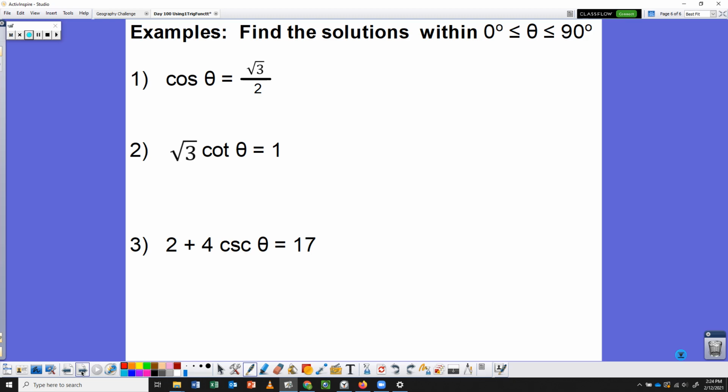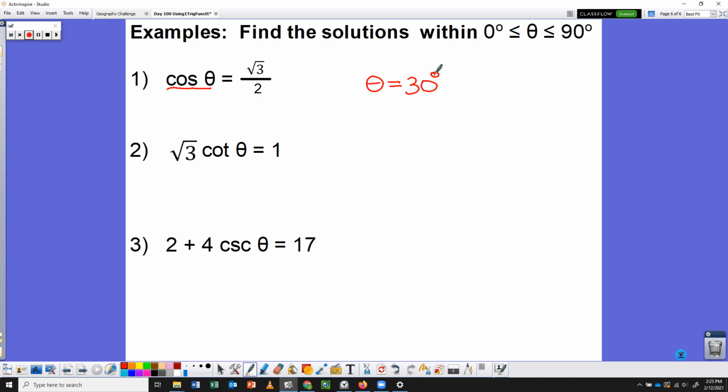Number 1 is actually going to be pretty easy because our trig function, cosine of theta, is already totally all by itself. So our first step would be to isolate, but it's already alone. And then the second step is to see if it's one that you recognize, which I hope everybody in this class recognizes this one. I am looking for an angle whose cosine value is radical 3/2. You should know this one, and this angle is 30 degrees.